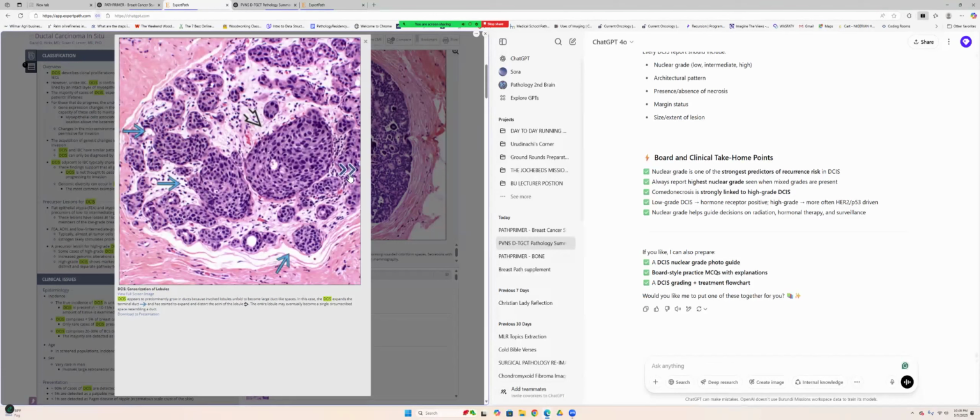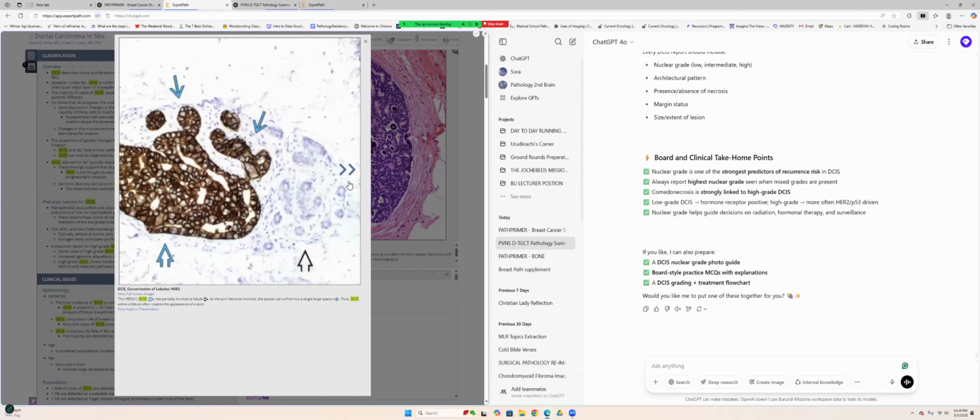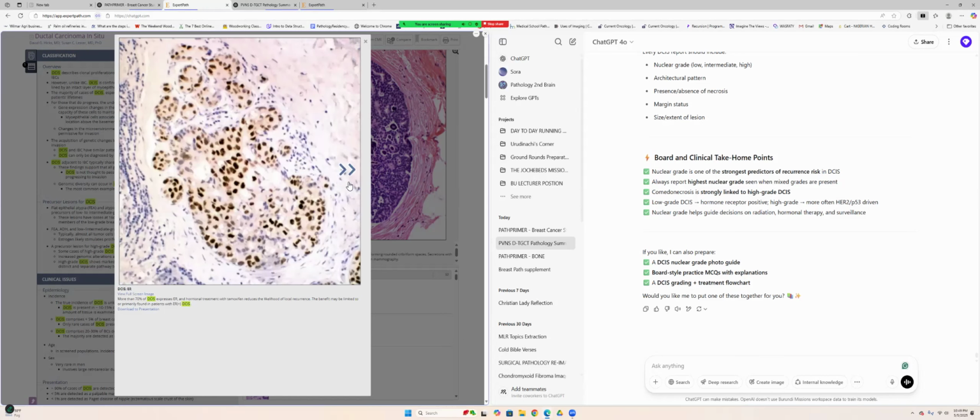Cancerization of lobules. It can expand to terminal ducts and expand and distort the acini of a lobule. The entire lobule may become a single circumscribed space resembling a duct. This cancerization of lobules, of course, will be HER2 positive. Let's see, this is ER.